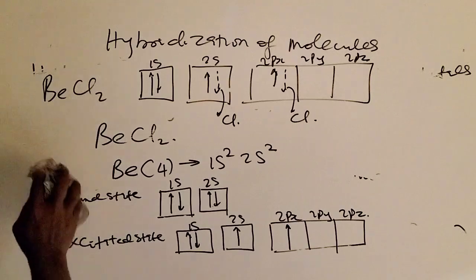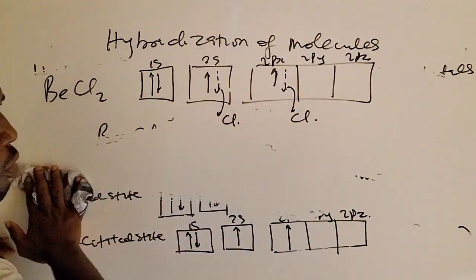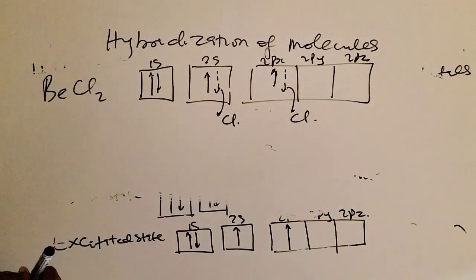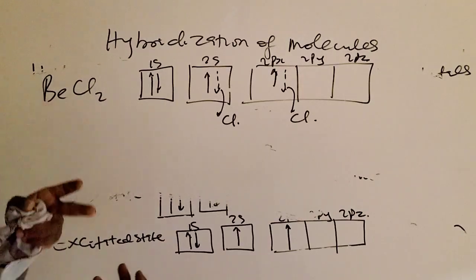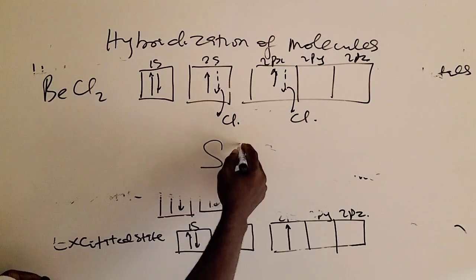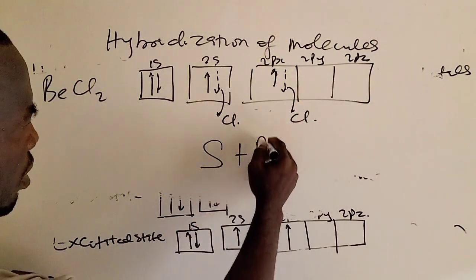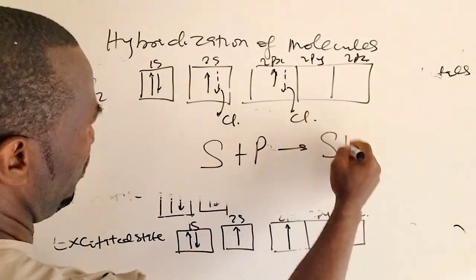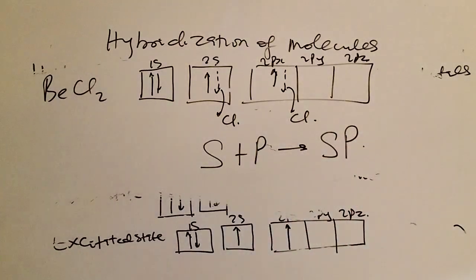So when you see that, what kind of hybridization scheme do you have? For beryllium to hybridize with chlorine, you use one of the s orbital and one of the p orbital. We now call this sp hybridization in beryllium chloride. So now we say that linear molecules have sp hybridization. We take another example.